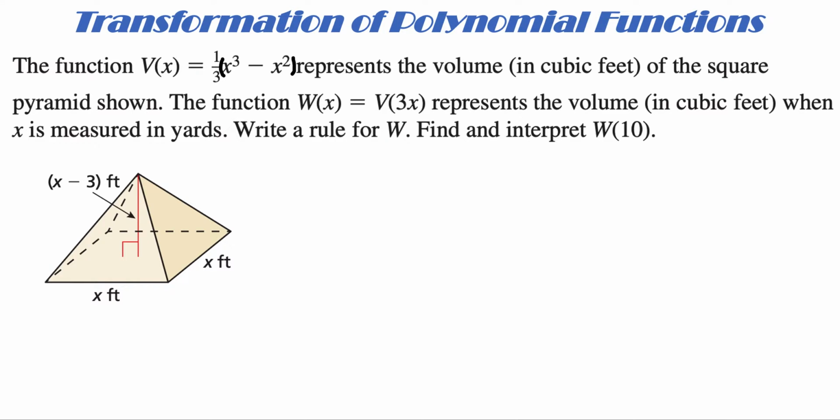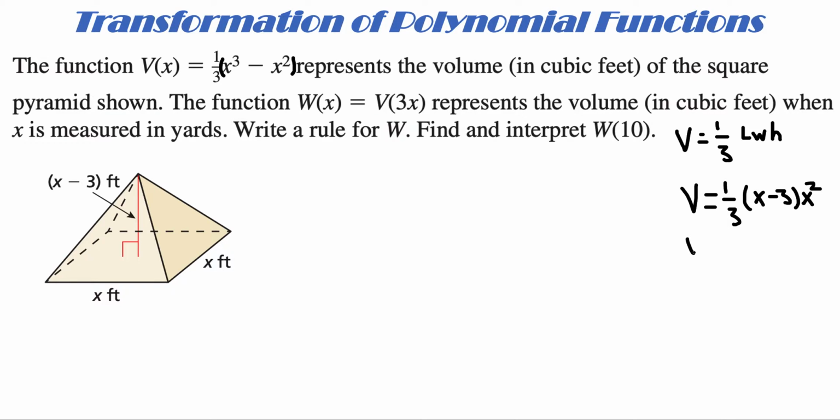So, as I said before, the volume of the pyramid is equal to 1/3 times length, times width, times height. Here is the 1/3. The height here was x minus 3, and the width was x times x, which is x squared. And when you multiply everything, you get x squared.